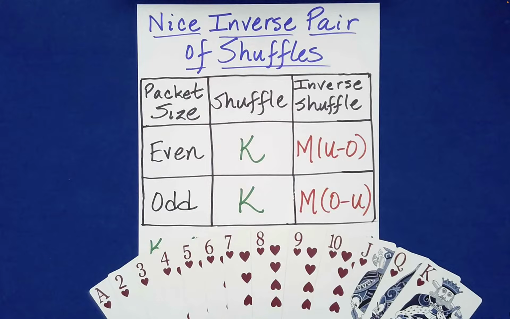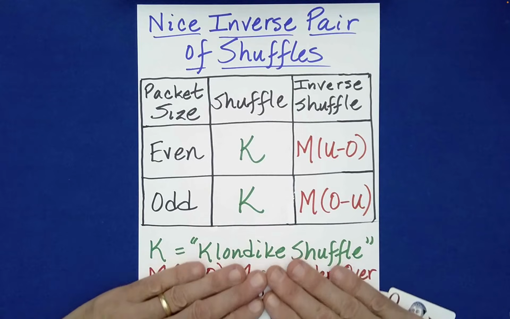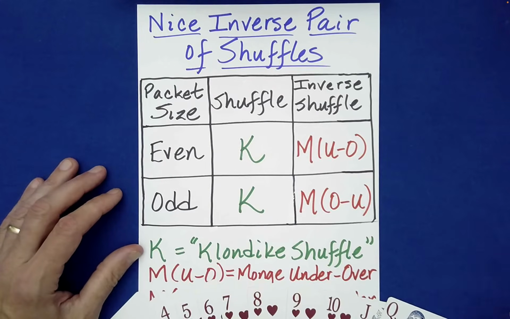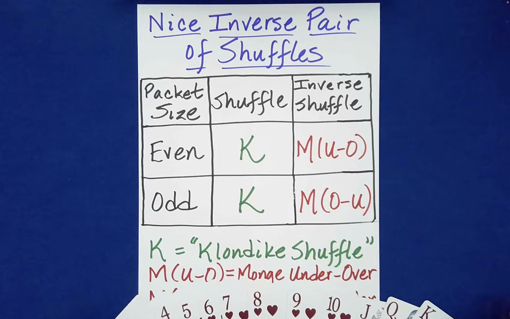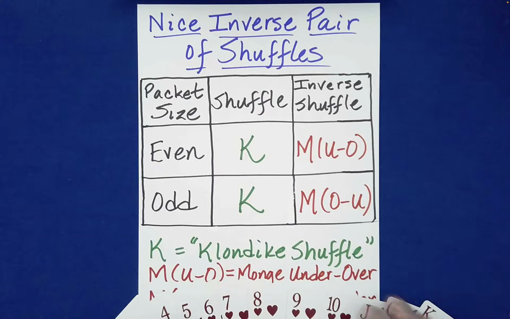Okay, I'm adding this to my playlist devoted to basic shuffles and useful shuffle principles. So what I have here is an inverse pair of shuffles to demonstrate. Now the first one's called the Klondike Shuffle. That's one I've used a lot on my channel, so you'll see it in action today. That's represented by the letter K.